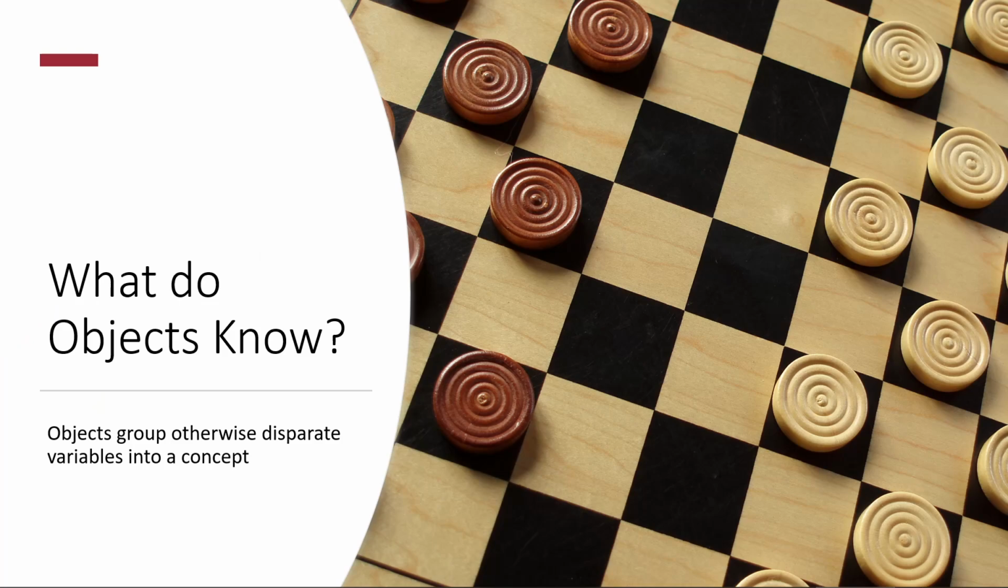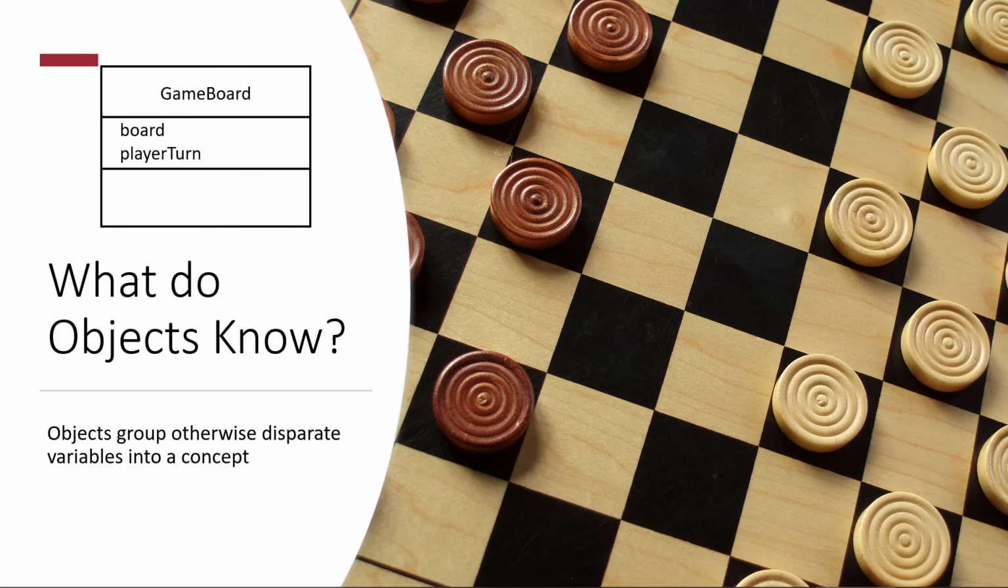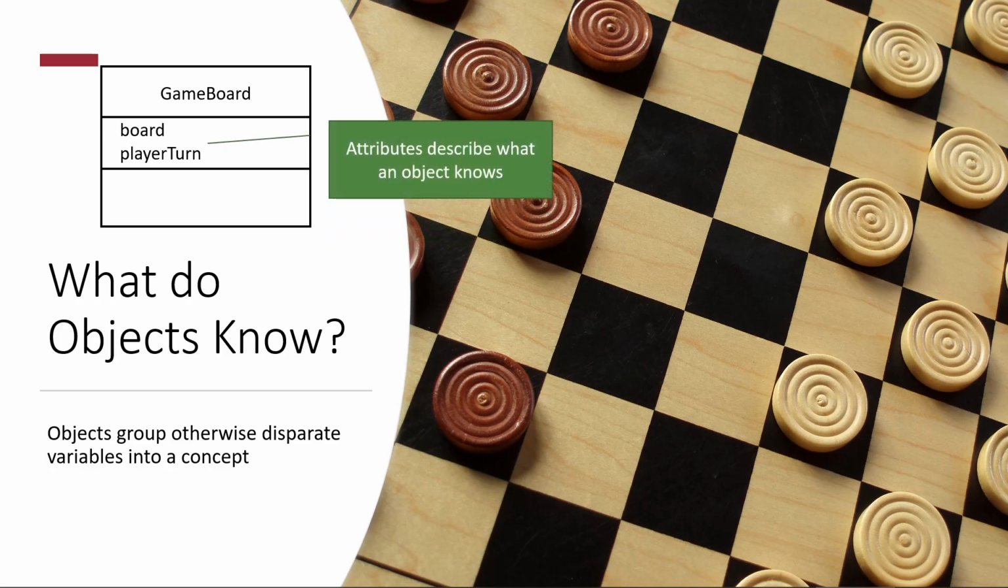So again, the core of an object is what it knows. Grouping otherwise seemingly unrelated variables into an important concept. So as we look here at this game of checkers, we can create something called a game board. That's a real world object that's out there. We can create pieces. There are other real world objects out there.